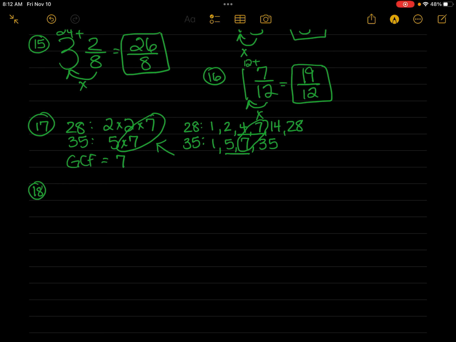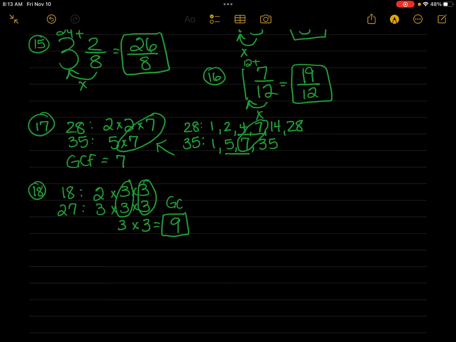Okay, number 18. Again, it's the same kind. They take two numbers and they write out the factors for you. 2 times 3 times 3. And 27 is 3 times 3 times 3. You circle the ones they have in common. Now this time, this one has 2 of them in common. So you take each one, 3 times 3. You just write it 1 time per circle. And that equals 9. So my GCF is 9.